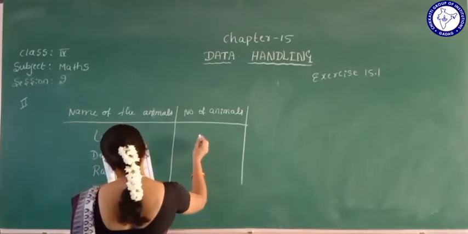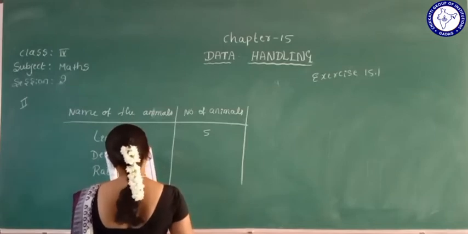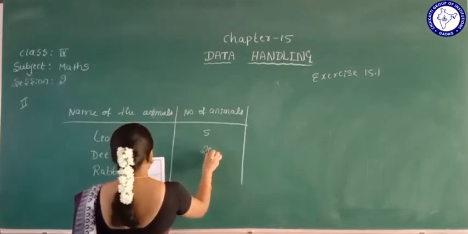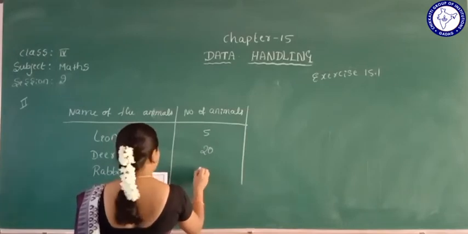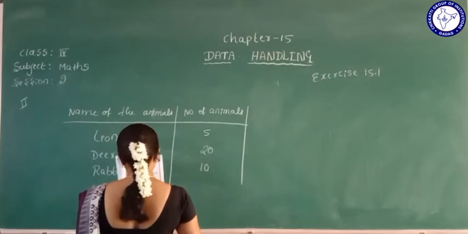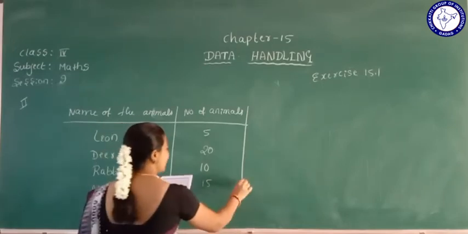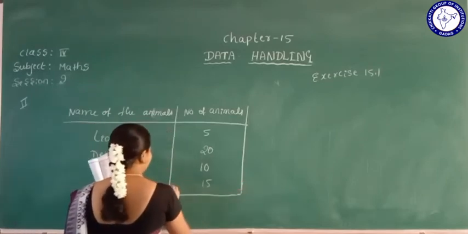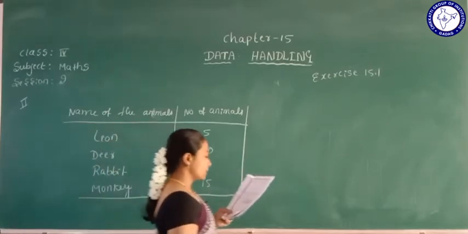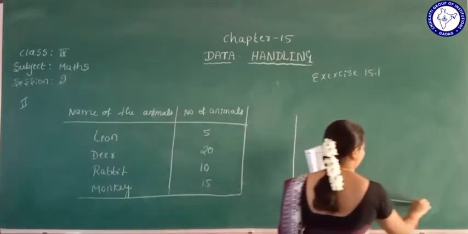Lion, how many are there here? Lions are only 5. Deer are 20 in number. Next, rabbits are 10 in number. Then monkeys are 15 in number. Okay, so this is the table of animals. Next we will draw the what? Bar graph.